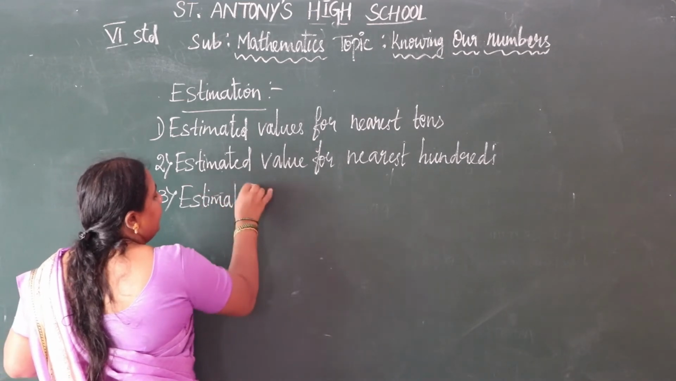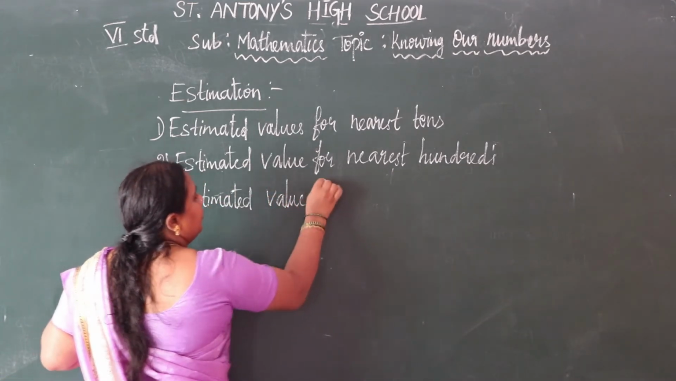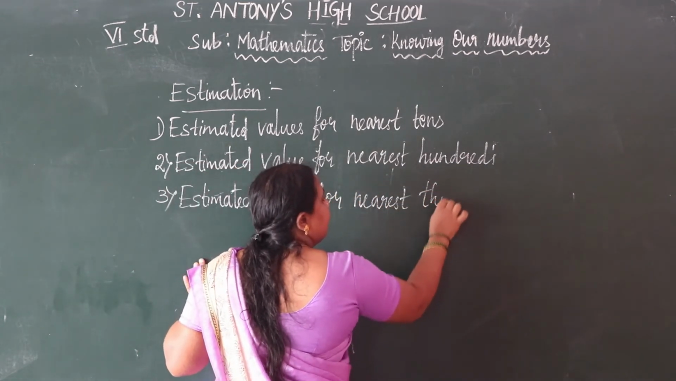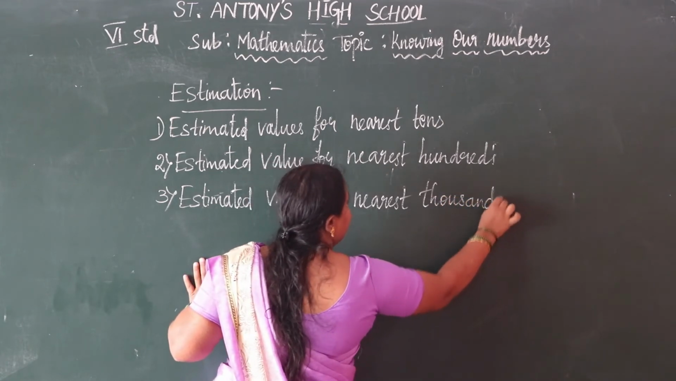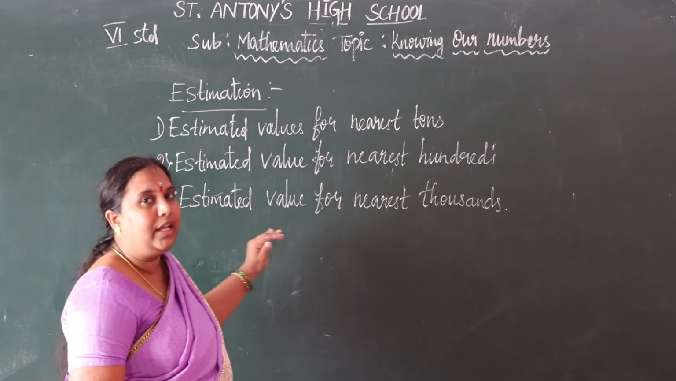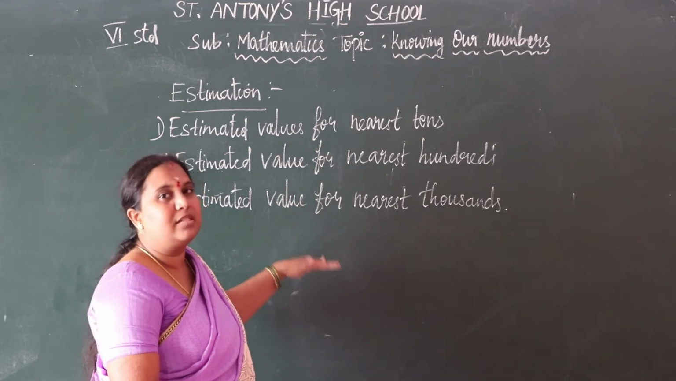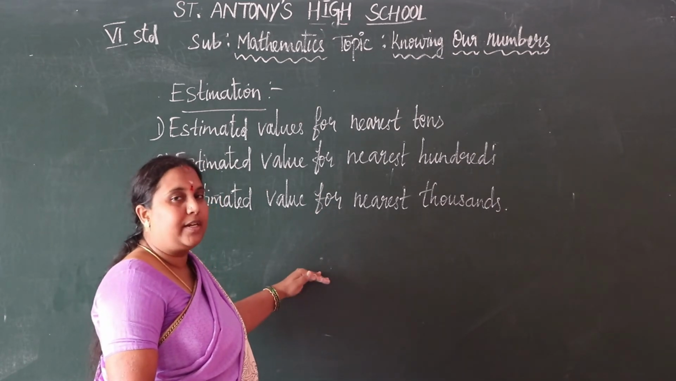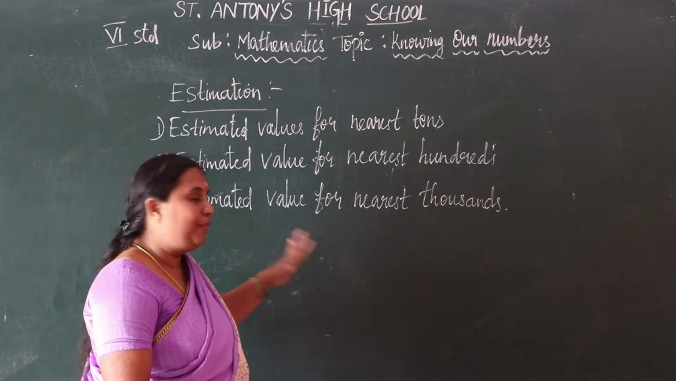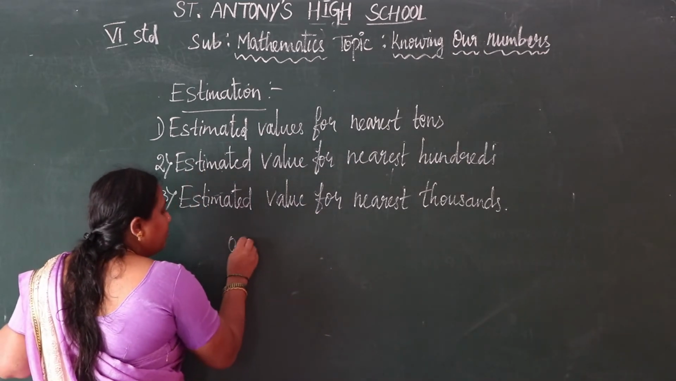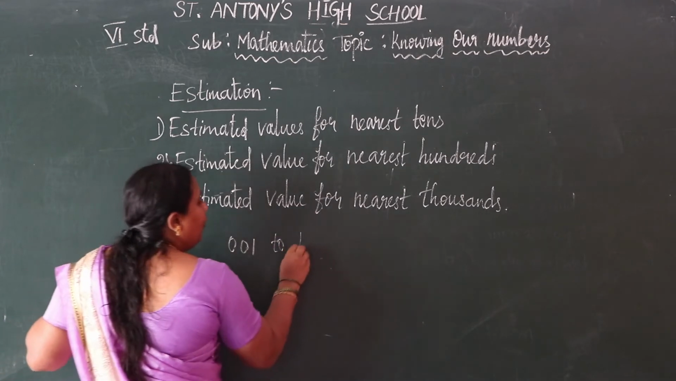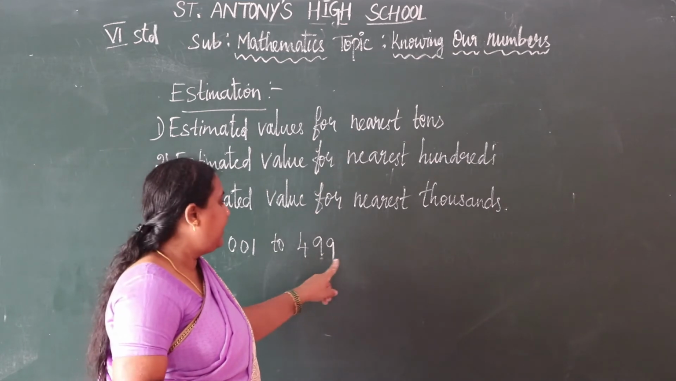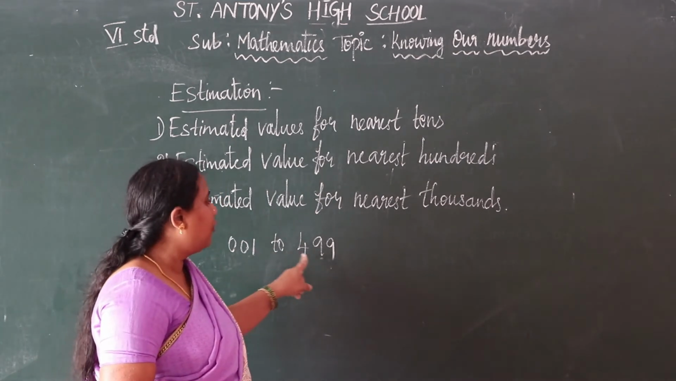Estimated value for nearest thousands. These three are very important. So here the same rule applies with three digits. We are considering the number which is in the hundreds place. So 001 to 499.